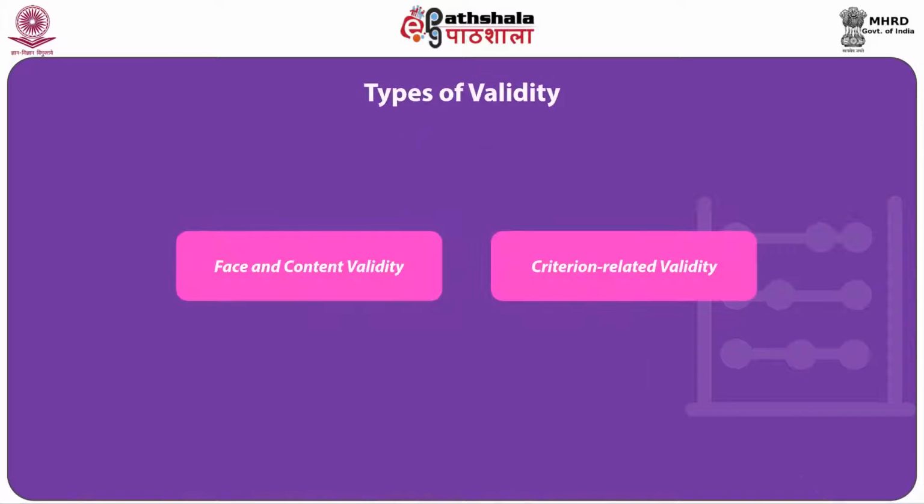About validity, we will first see the types of validity. Validity is measured in two ways. One is face and content validity, and the second one is criterion related validity. Under face and content validity, generally the judgment that an instrument is measuring what it is supposed to is primarily based upon the logical link between the questions and the objectives of the study. In view of this, the application of face and content validity is easy.